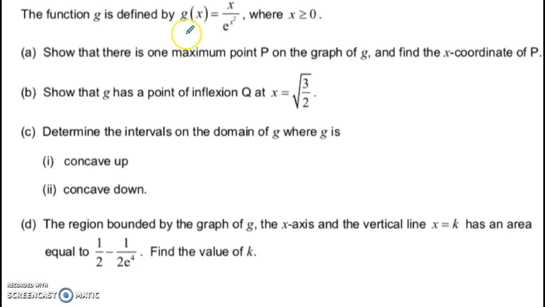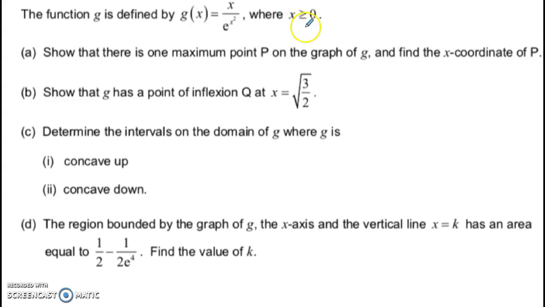All right, here we are on number 10, and it's giving us a function, and notice it's restricting our domain to being greater than or equal to 0. That's important. It tells us that we're supposed to show there's one maximum point on the graph and find the x-coordinate of that maximum point P. And so to have a maximum is when your derivative equals 0. It's also when you have a minimum, but this just wants me to show that there's one maximum.